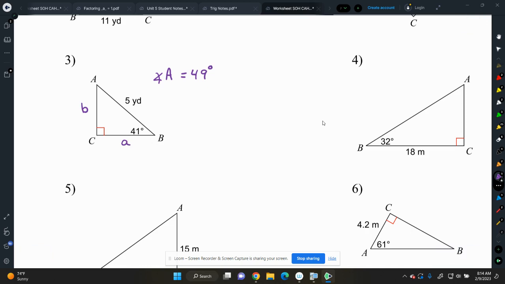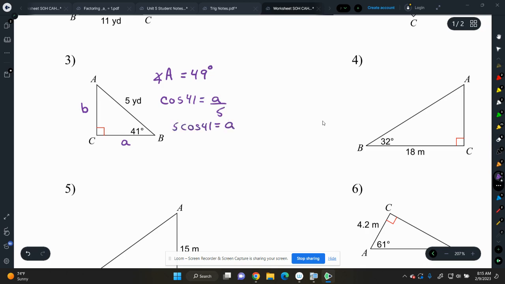So let's find side A first. So the side A is our adjacent side. So I have the adjacent and the hypotenuse. So which trig function do we use? Cosine. So cosine of A equals, I'm sorry, that's wrong. Cosine of 41 equals A over 5. So 5 times cosine of 41 equals A.